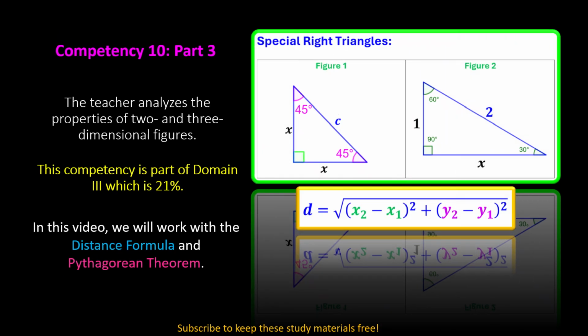Welcome to part 3 of Competency 10. In this video, we will work with the distance formula and the Pythagorean theorem.